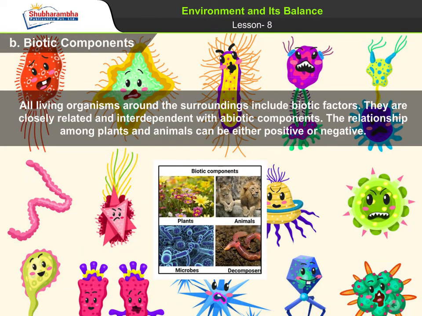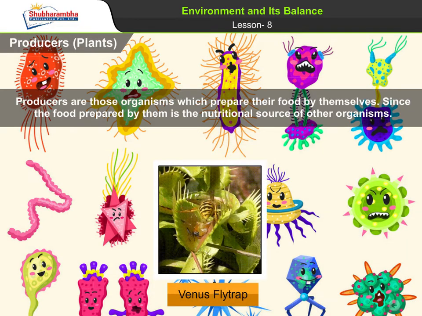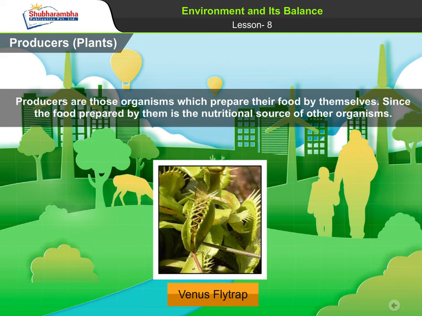Biotic components. All living organisms around the surroundings include biotic factors. They are closely related and interdependent with abiotic components. The relationship among plants and animals can be either positive or negative. Producers, plants. Producers are those organisms which prepare their food by themselves, since the food prepared by them is the nutritional source of other organisms.